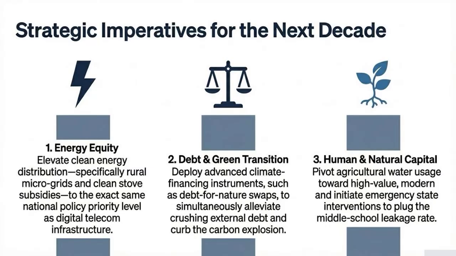Which brings us right back to the third strategic recommendation: agriculture and human capital. The source material states that the state must shift water resources away from inefficient traditional farming and toward high-value modern agriculture, while urgently plugging the junior high dropout leak. Because you cannot execute a complex 21st century climate finance maneuver if you don't have the endogenous human capital to run it. If your education system fails to produce the financial analysts and engineers because they dropped out in the 6th grade to work on a low-yield peanut farm, the state remains permanently dependent on foreign consultants to manage its own economy.